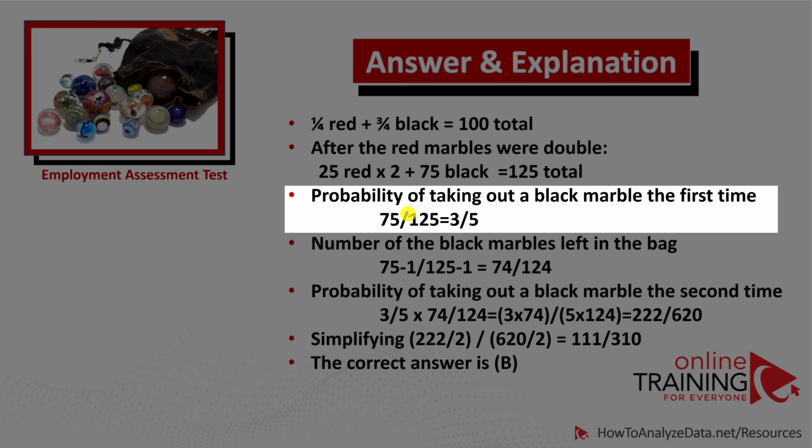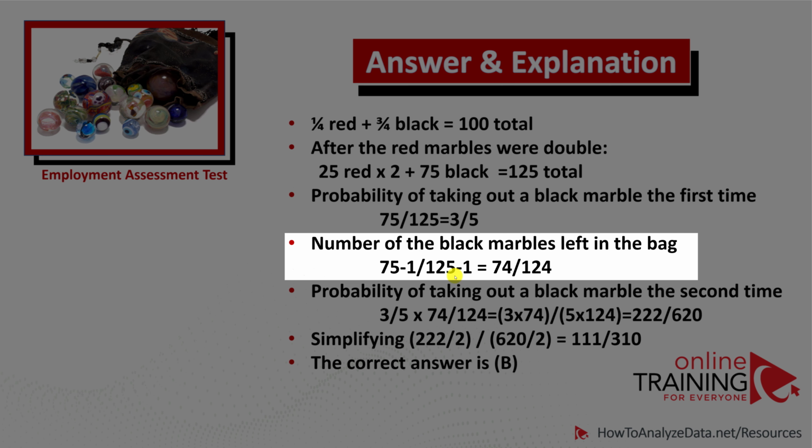Let's calculate the probability of taking out a black marble for the first time. We do it by dividing 75 by 125. After simplifying the fraction, we get the value of 3/5. As there is a fewer total number of marbles left in the bag, based on the calculations that we do in the next step, we get the value of 74 black marbles left in the bag out of 124 total marbles.